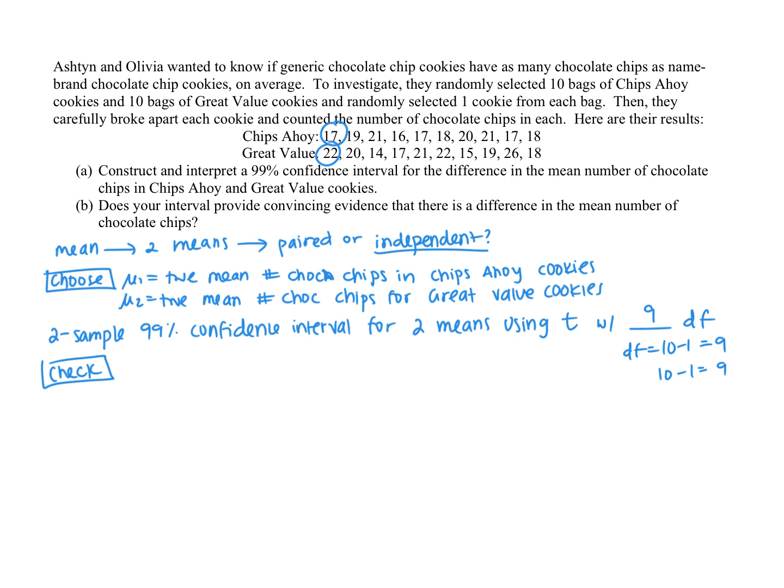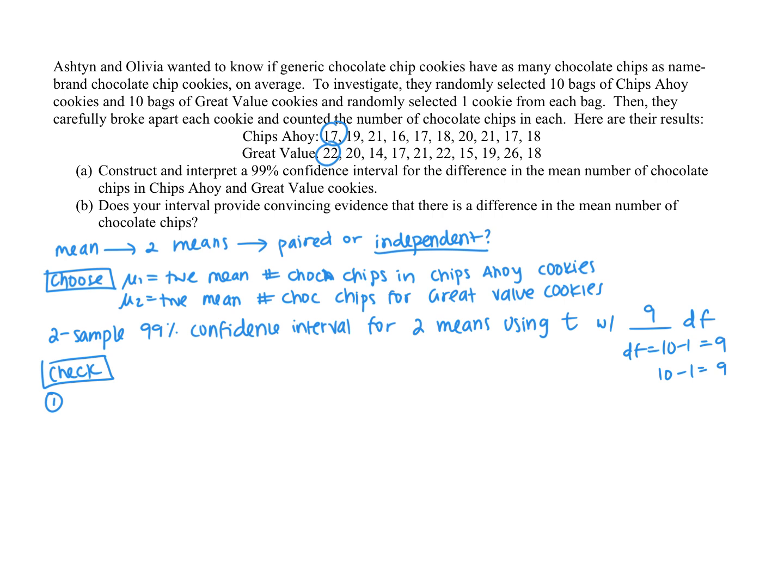Now we have to check our assumptions. So the first one is the one that I said that people tend to mess up, and that is the random part. Is this an observational study or an experiment? Observational study. This is not an experiment. We're not assigning anything to these cookies. So the cookies need to be randomly chosen, which we're told. Randomly selected 10 bags, randomly selected one cookie.